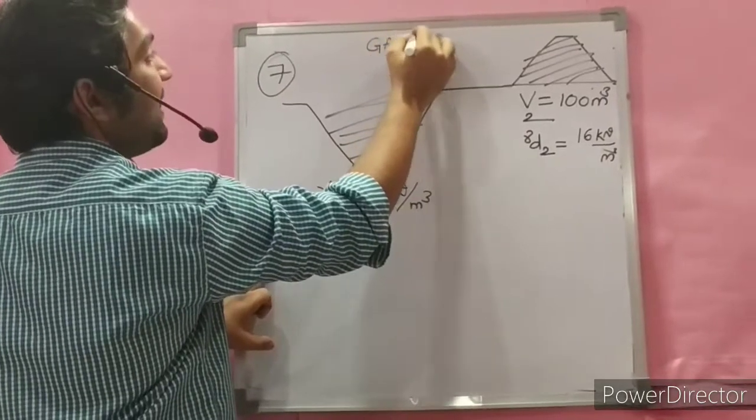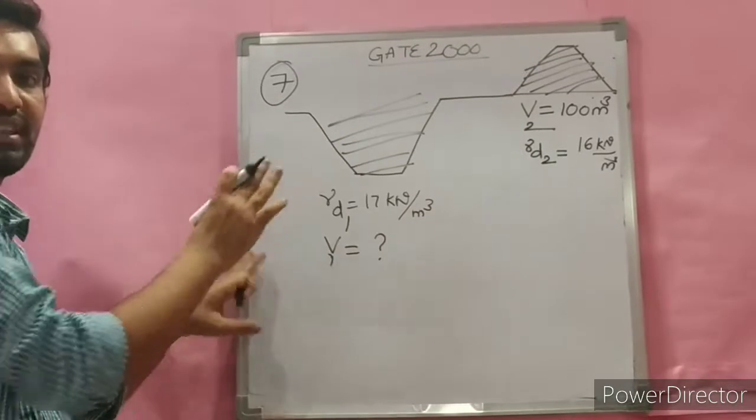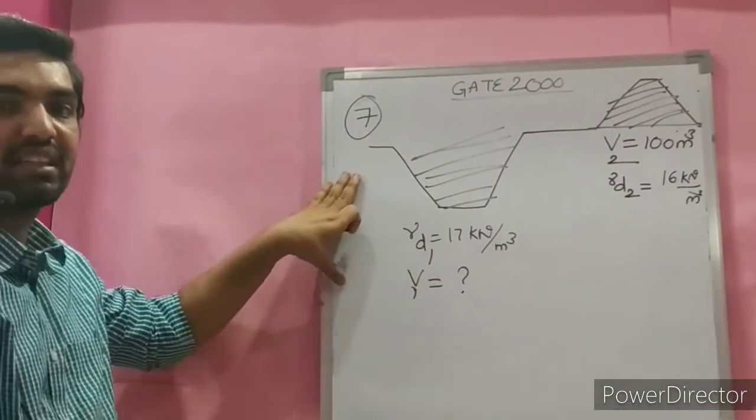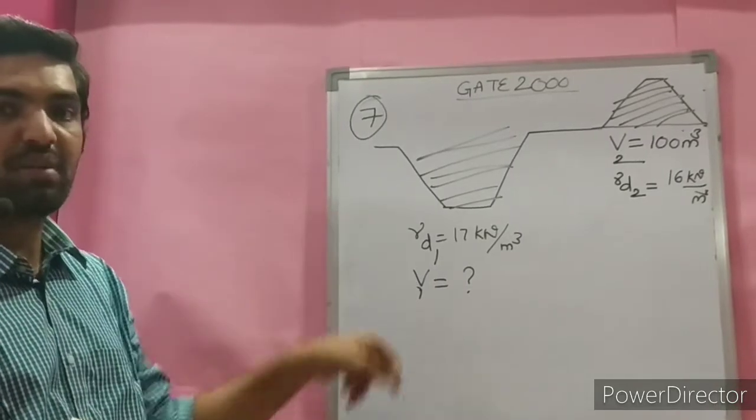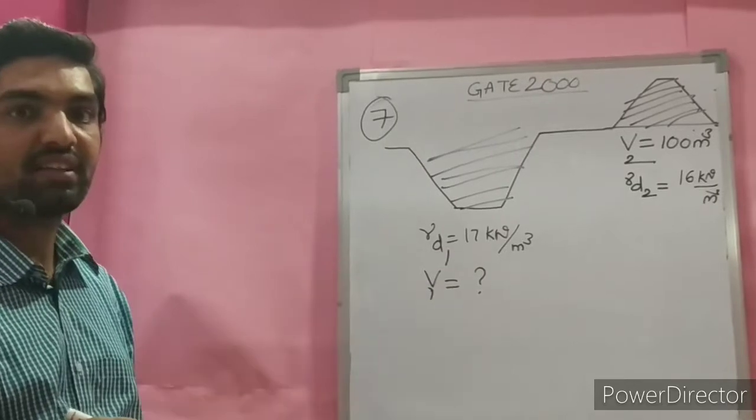In GATE 2000, at that time, GATE did not have objective questions. This question was asked for 5 marks. It was a subjective, essay type question. You have to write a descriptive solution, writing out each step of the solution for the question.